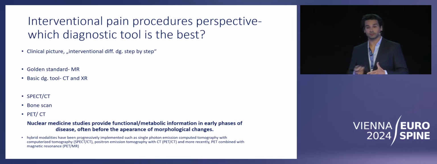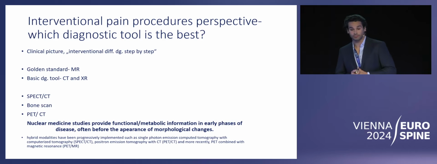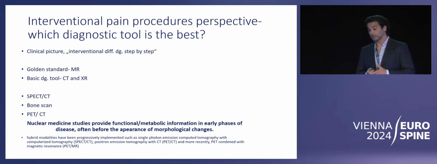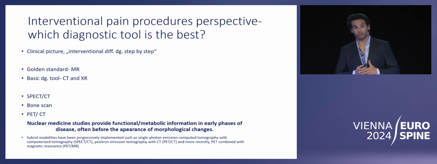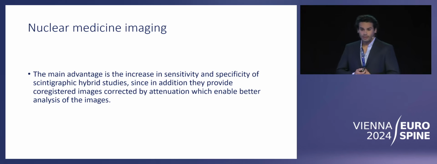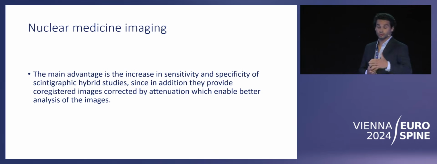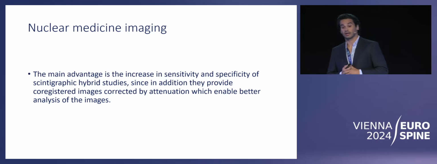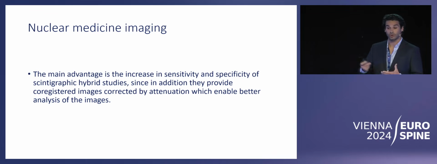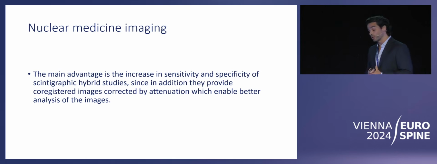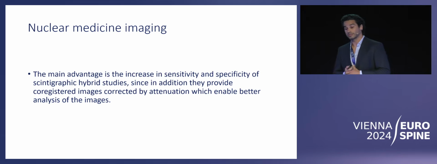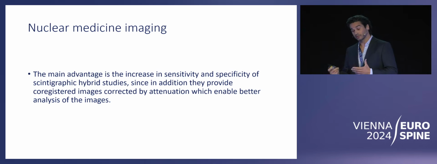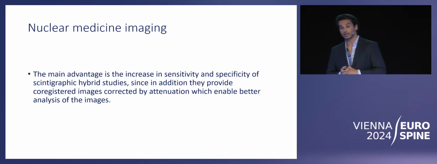So these hybrid modalities I see as progressively being implemented into clinical practice in the pain physician world, though I would say in my clinical practice it's not very easy to get patients appointed quickly and on time for these procedures. The main advantage of nuclear medicine imaging is increased sensitivity and specificity, guiding us to the pain generator with these hybrid studies, since in addition they have co-registered images corrected by attenuation, which enables better analysis of the images. So we have 3D pictures with the help of MRI or CT combined with nuclear medicine imaging, and that gives us the metabolic functional picture of the disease with a very good 3D-located source of the pain itself.